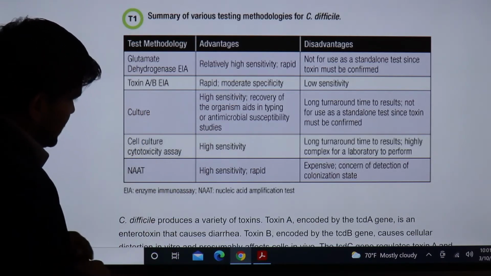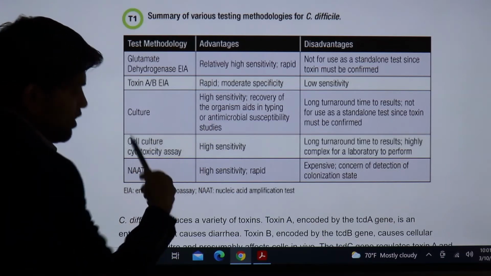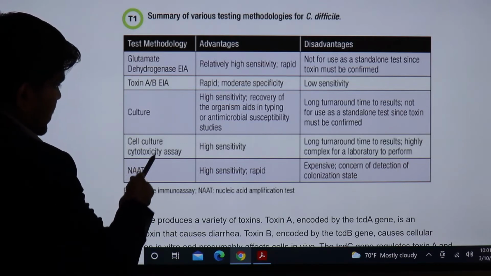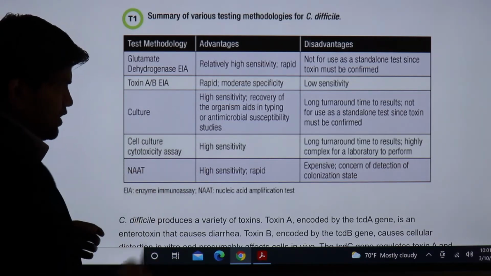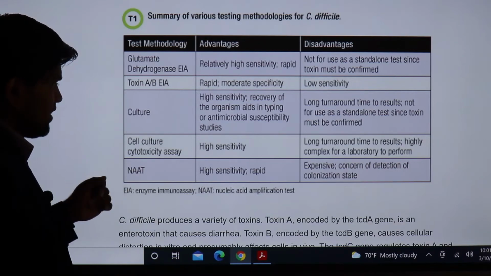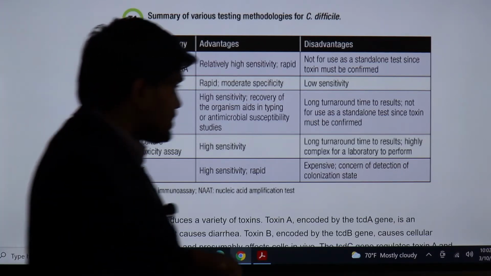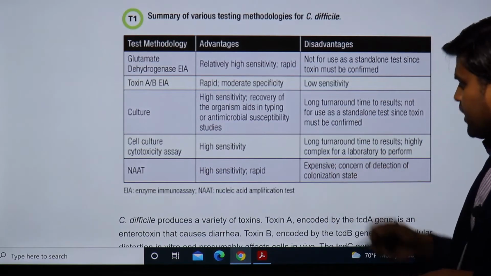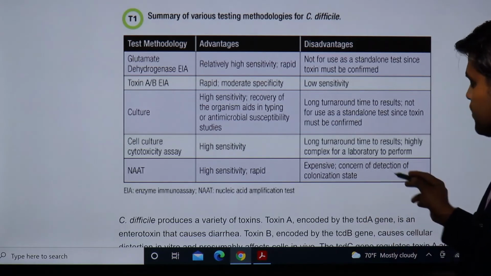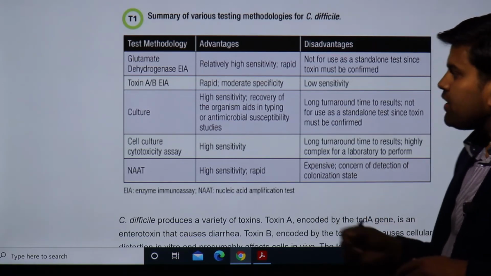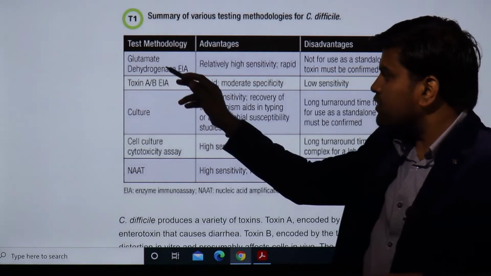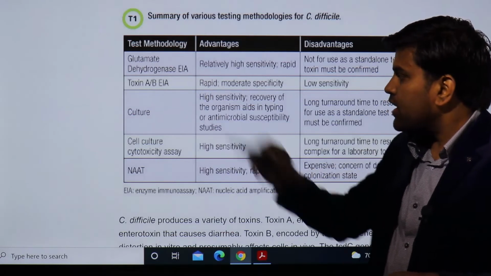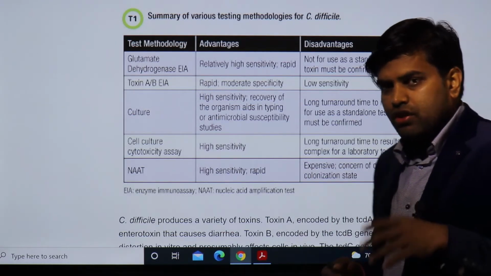Okay, culture: it is high sensitivity because the organism can be recovered in the normal as well as the infected person. Cell culture cytotoxic assay, high sensitivity but long turnaround time, can also be done. Another is NAT, the nucleic acid amplification. That can also be done and is sensitive, but it can be expensive and is also concerned with the detection of colonization. So the best thing for detecting the infection is to send glutamate dehydrogenase plus toxin A and B. The most confirmatory is toxin only.